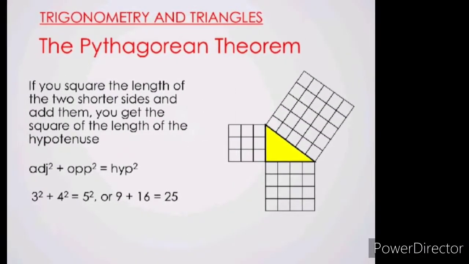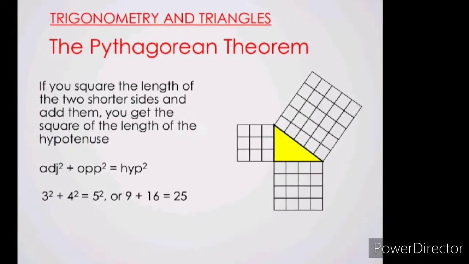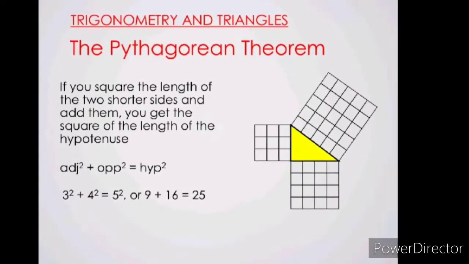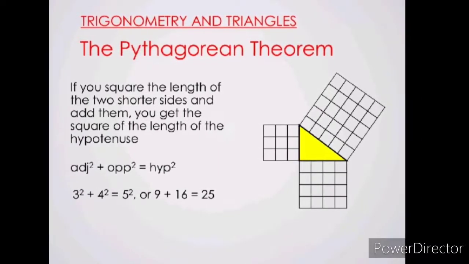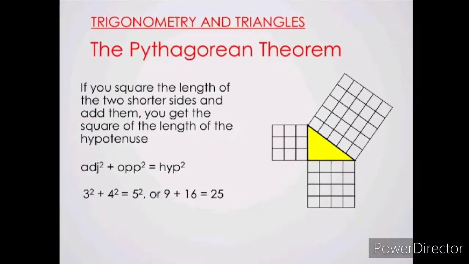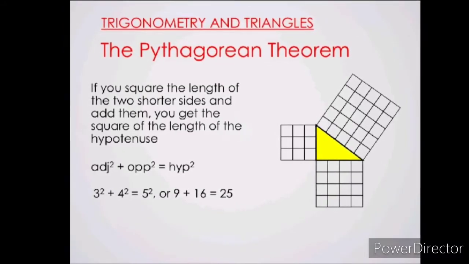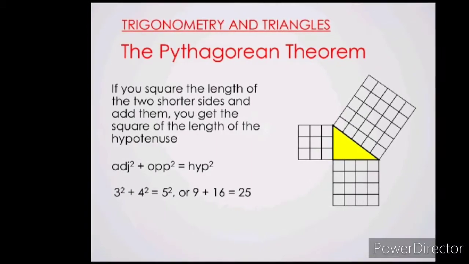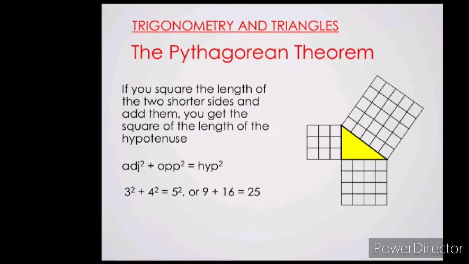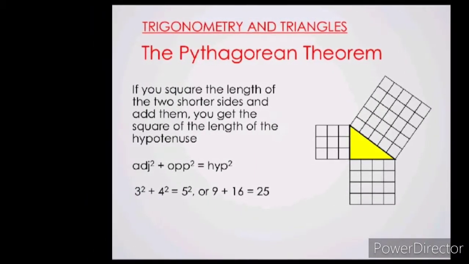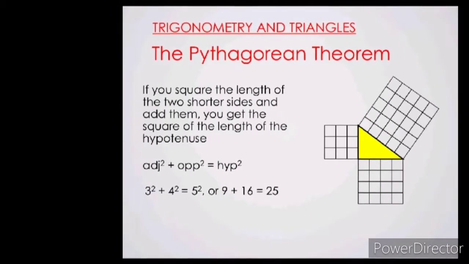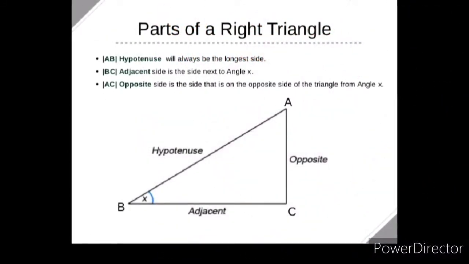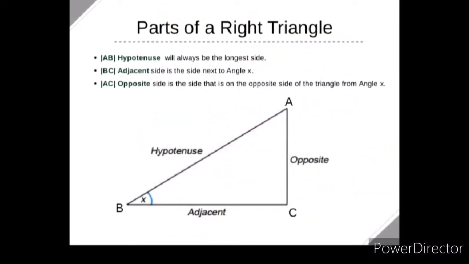See children, the Pythagorean theorem. If you square the length of the two shorter sides and add them, you get the square of the length of the hypotenuse. From the figure, adjacent square plus opposite square is equal to hypotenuse square. For example, 3 square plus 4 square is equal to 5 square, that is 9 plus 16 is equal to 25. Parts of right triangle.